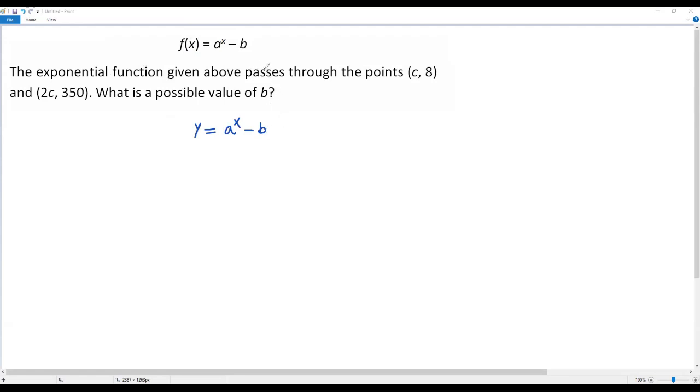Since the graph of the given function passes through the point (c, 8), we can plug in the x coordinate c for x and the y coordinate 8 for y. Then I'm getting 8 = a^c^(-b). Let me consider this equation number 1.